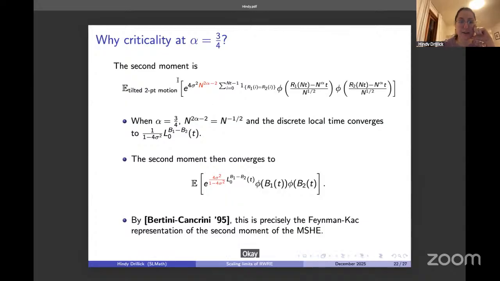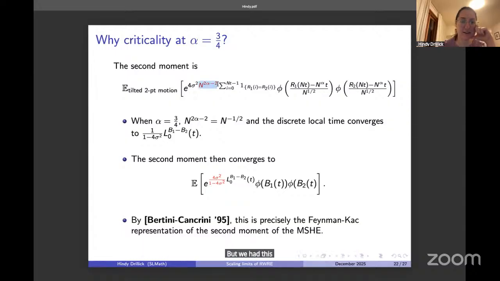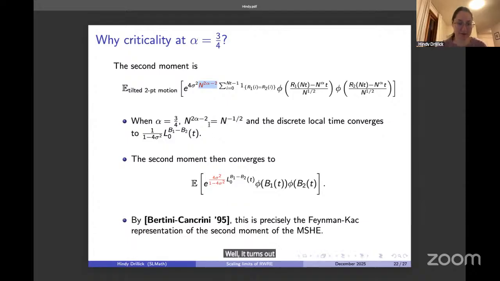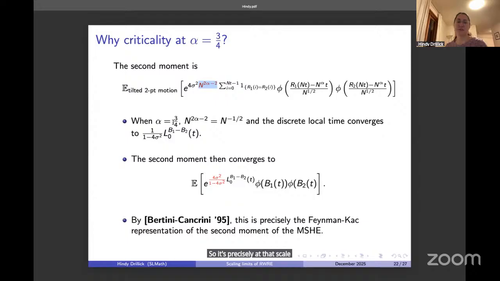Okay, so going back to what we had, we wanted an exponential of this discrete intersection local time, but we had this prefactor n to the 2 alpha minus 2. And we saw that we should have 1 over square root of n if we want the discrete local time to converge to Brownian local time. Well, it turns out that we'll get 1 over square root of n precisely if we take alpha to be 3/4. So it's precisely at that scale where the discrete local time will converge to something non-trivial in the limit.